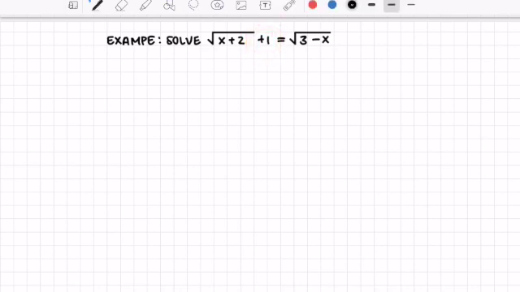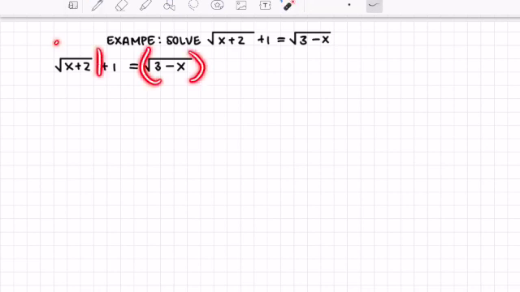So if we have the square root of x plus 2, plus 1, equaling the square root of 3 minus x, I need to get rid of the square roots because either way, if I were to move this to the other side, it doesn't really do much. In the end, I still have to just square. So I'll square both sides.